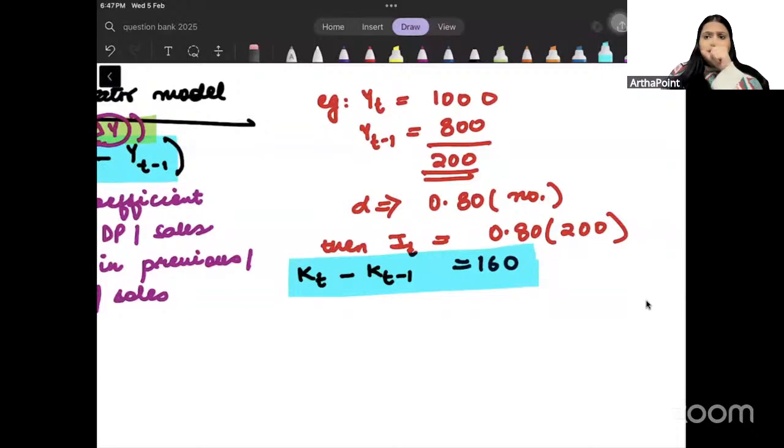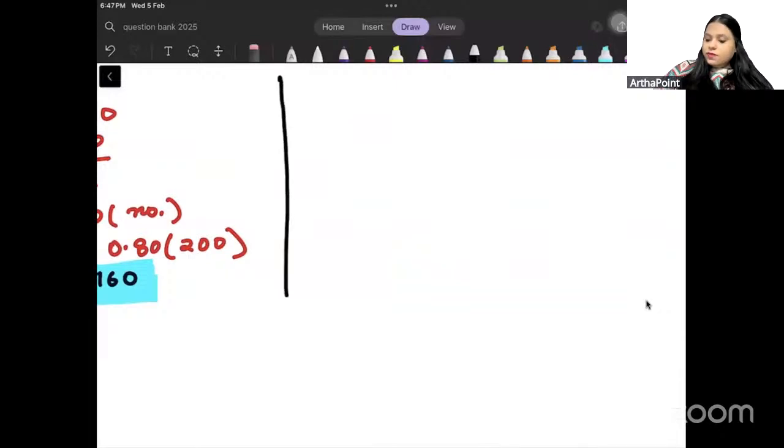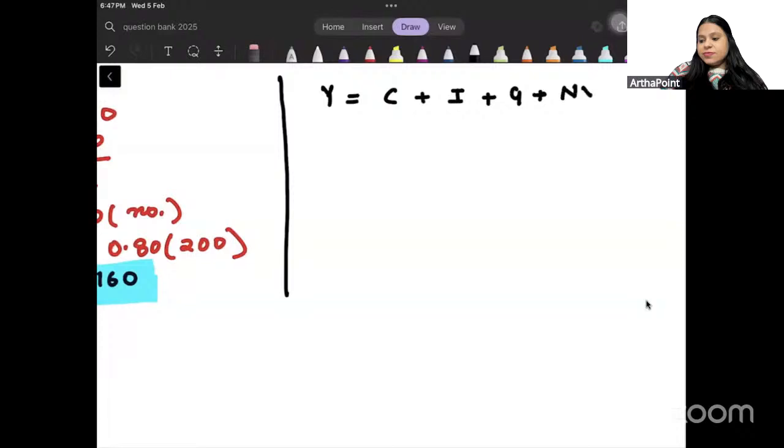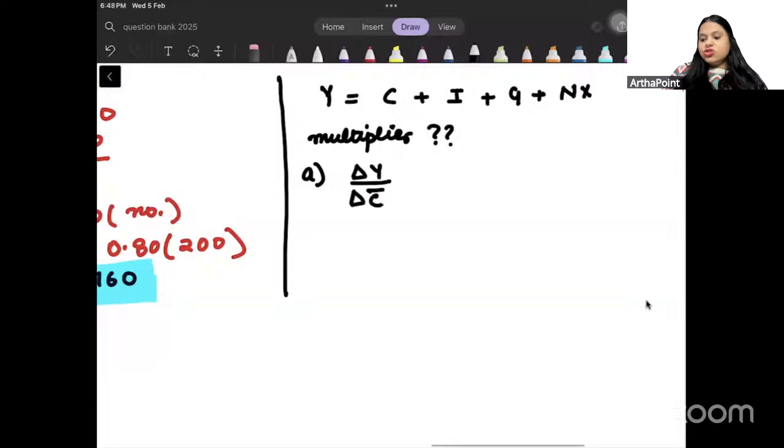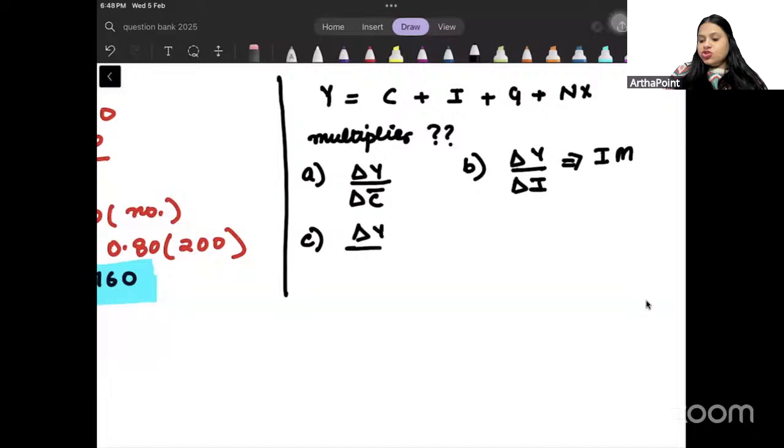ठीक है? अच्छा, one thing that you have to understand, when we talk about any basic function of Keynes, जैसे ये वाला Y = C + I + G + NX, and I ask you what is the multiplier, हम यहाँ पे पूछते हैं कि multiplier क्या है ना? तो we can define 4 types of multiplier here. Number 1, how output changes when autonomous consumption changes. Number 2, how output changes when investment changes. इसको हम बोल देते हैं investment multiplier. Number 3, how output changes when government expenditure changes. This is called the fiscal policy multiplier. And number 4, how output changes when net exports change, और इसको हम बोल देते हैं export multiplier.